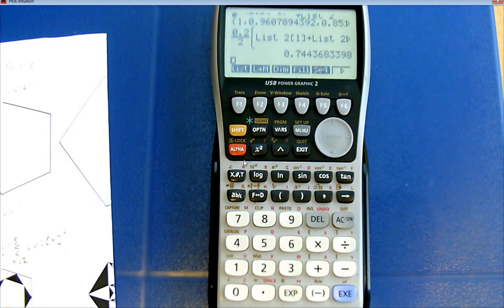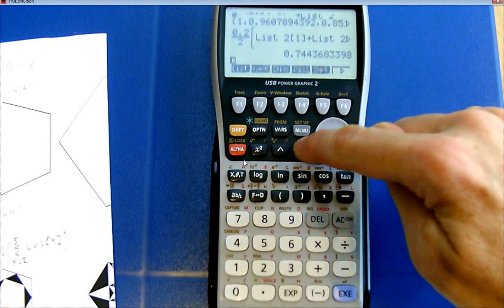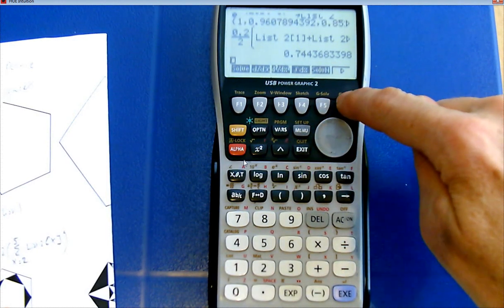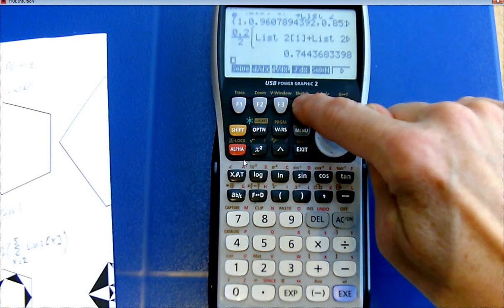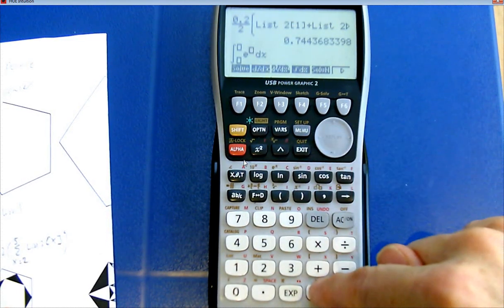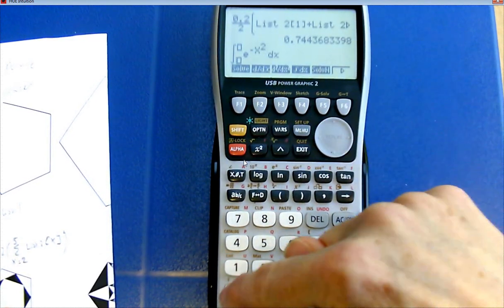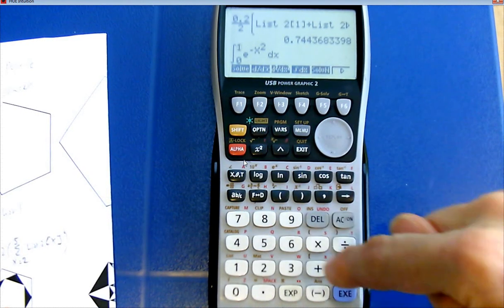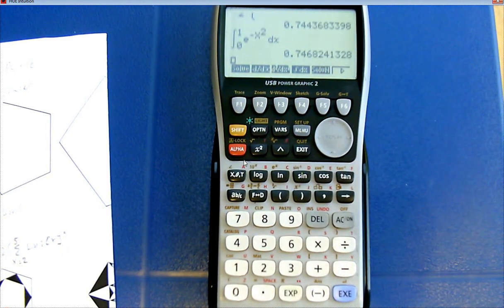If I want to check it's sensible, then again I can exit and calculate and use the integral. So I want to integrate e to the negative x squared from 0 up to 1, 0.747. So we're pretty close with our estimate of 0.744.